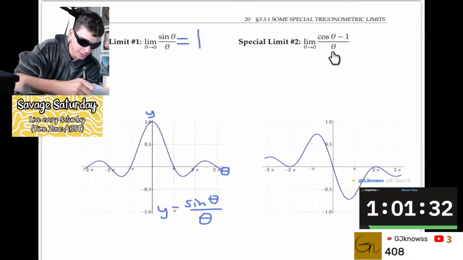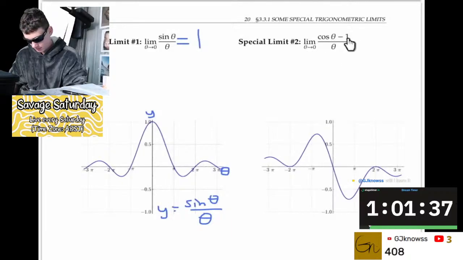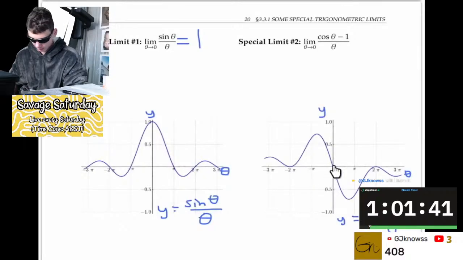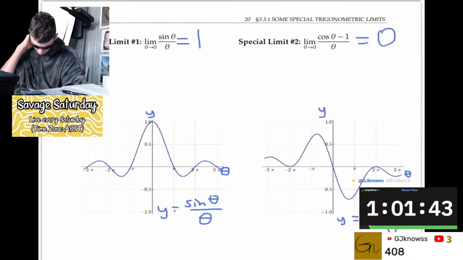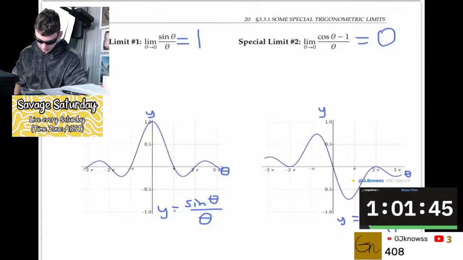The second limit here on the right is also a 0 over 0 indeterminate form. Since as theta goes to 0, cosine theta goes to 1, so cosine theta minus 1 goes to 0. But again, looking at the graph, we have some evidence to suggest that as theta goes to 0, our expression is also going to 0. These graphs provide strong evidence, but graphs can be misleading, and they're no substitute for a rigorous proof.